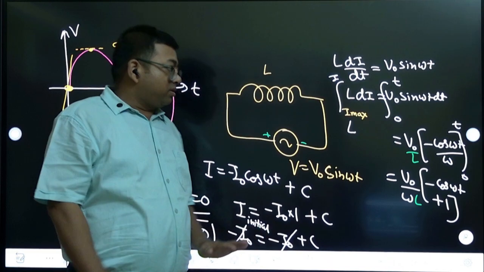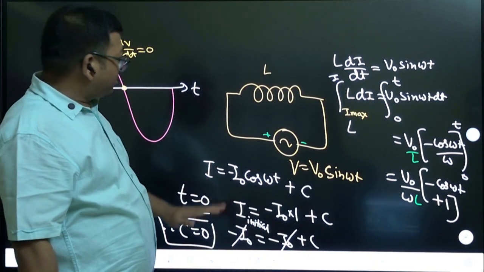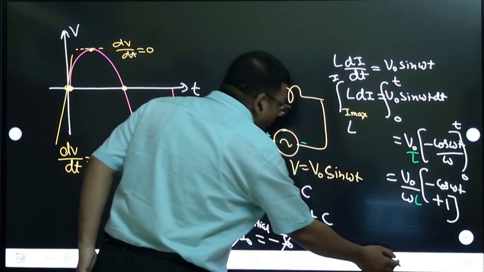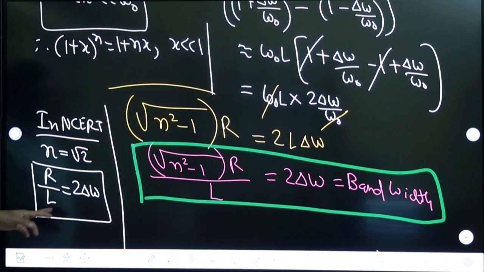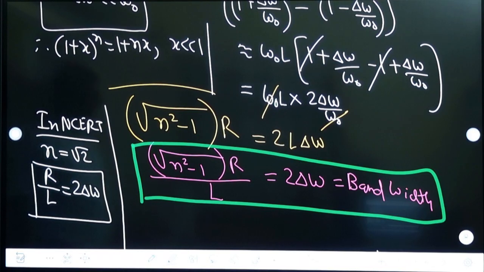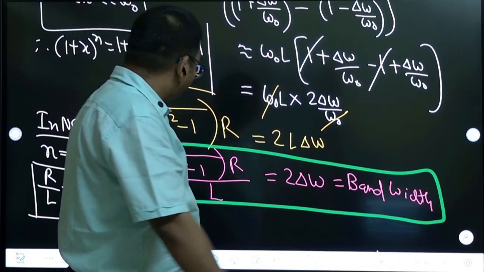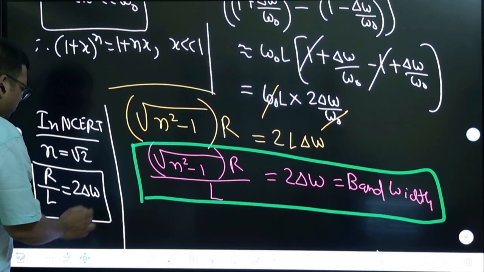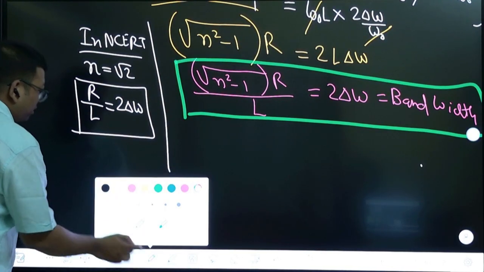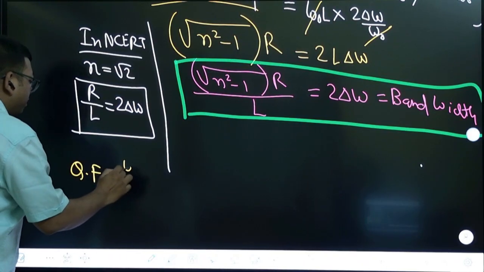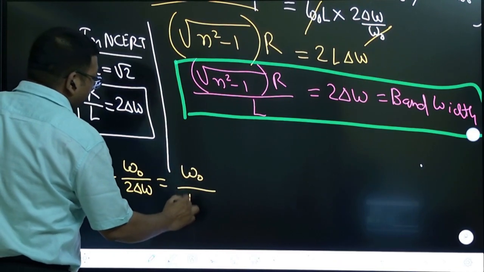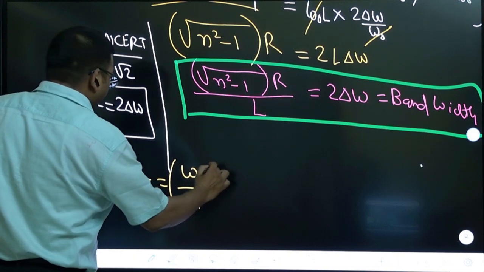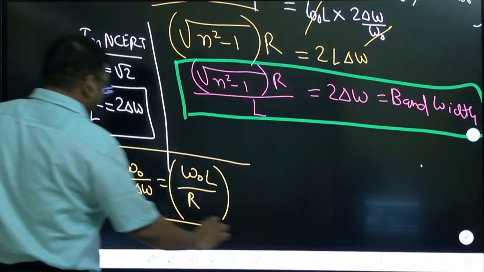So now this topic is over. Sharpness of resonance. In resonance, you remember that formula. Here in NCERT they are using this value: R by L is 2 delta omega. This is the bandwidth. Sorry, the quality factor formula is omega naught by 2 delta omega. So when you substitute 2 delta omega as R by L, this is what it is. This is the quality factor or sharpness.